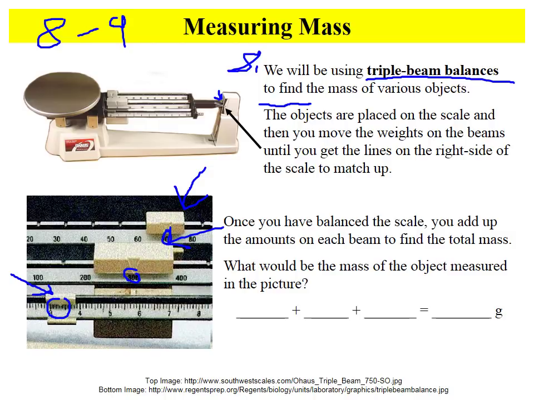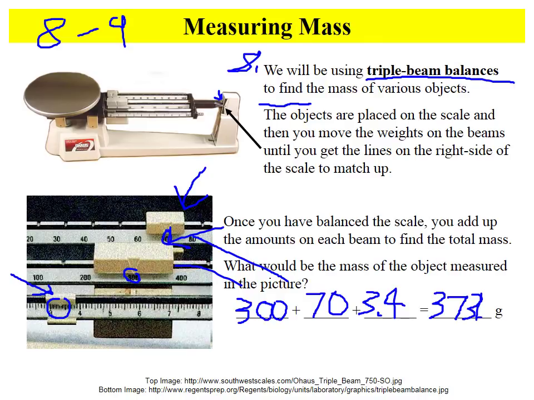So there it is, the total mass of the object measured in the picture, 300 for the hundreds place, 70 for the tens place, and we'll put 3.4 for the ones place, and then when you add those up, that's your mass, 373.4.